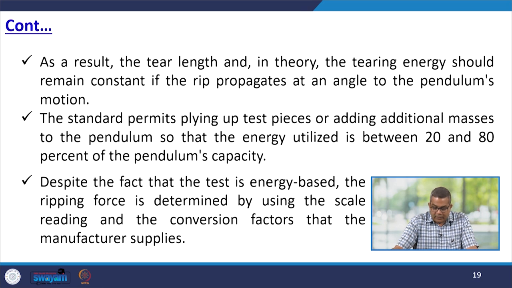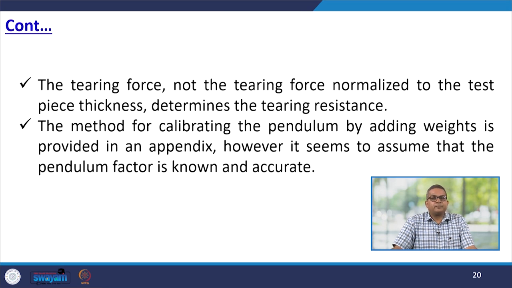So as a result, the tear length and, in theory, the tearing energy should remain constant if the rip propagates at a right angle to the pendulum's motion. The standard permits plying up test pieces or adding additional masses to the pendulum so that the energy utilized is between 20% and 80% of the pendulum's capacity. Despite the fact that the test is energy based, the ripping force is determined by using the scale reading and the conversion factors that the manufacturer supplies.